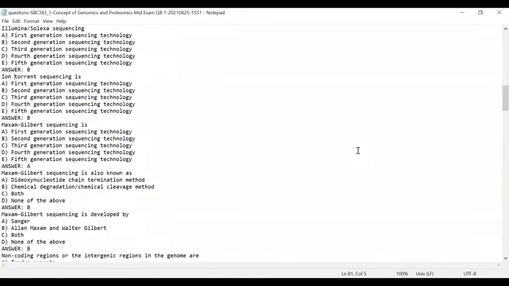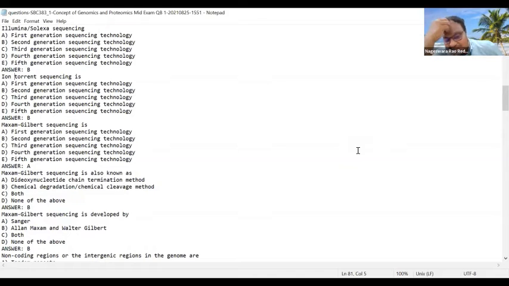Gopal Rao, same question to you again. Sir, Maxam Gilbert sequencing is also known as what? Here the options are dideoxynucleotide chain termination method, chemical degradation method, both, or none. Sir, chemical degradation. Okay, chemical degradation method is the correct answer.